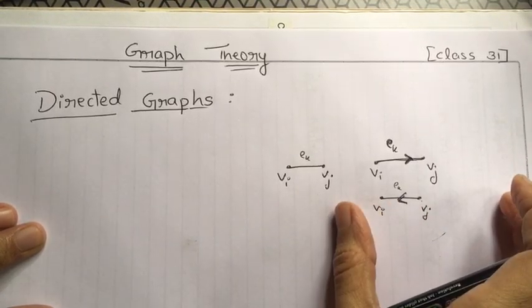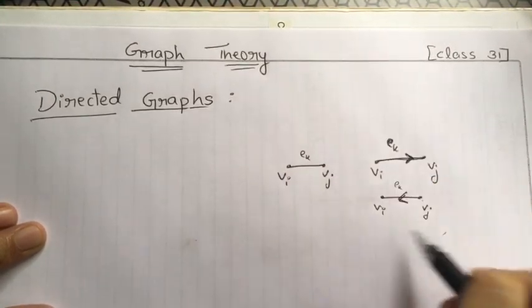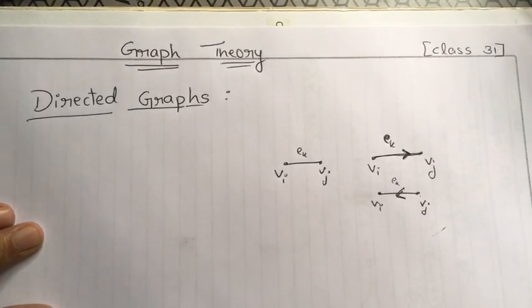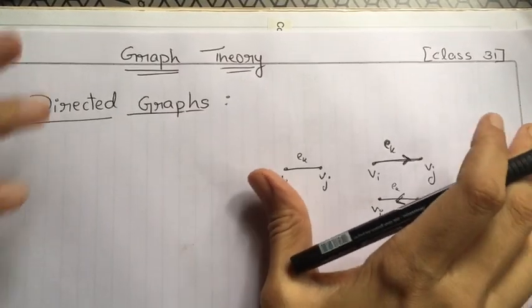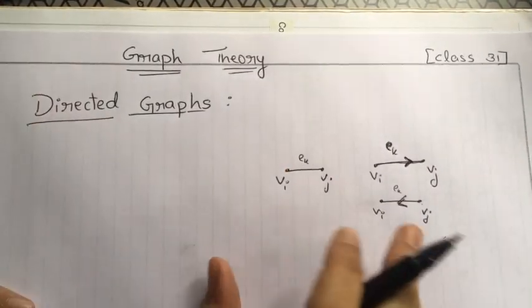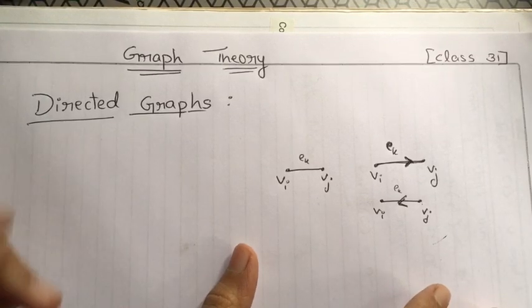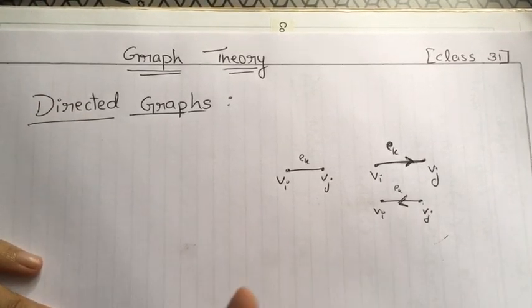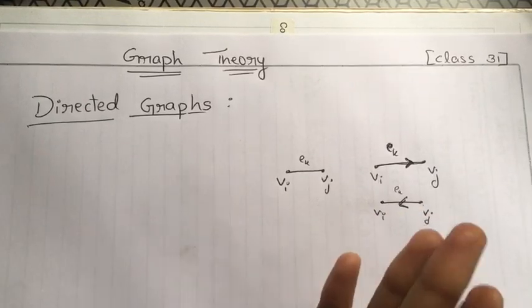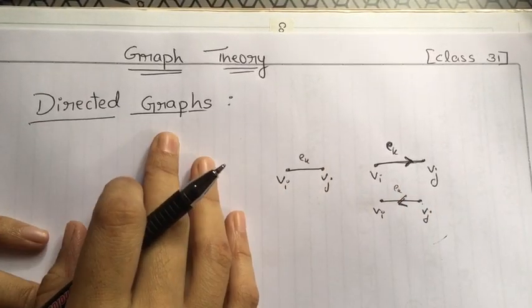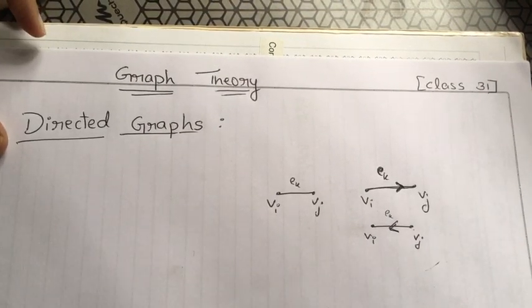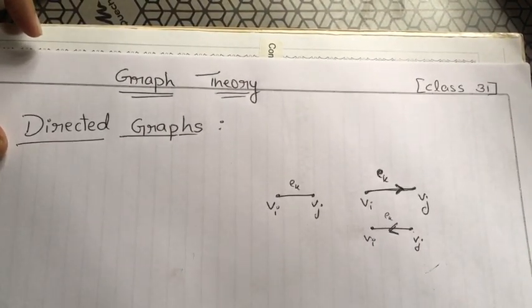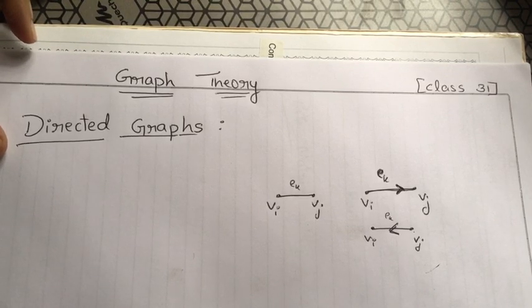So now we'll look at those graphs in which edges have got some directions. This concept, directed graphs, is used in many physical situations, like drawing a street map of a city with one-way streets, in flow networks, everywhere it is used. Most of the concepts and terminologies of undirected graphs are also applicable to directed graphs.